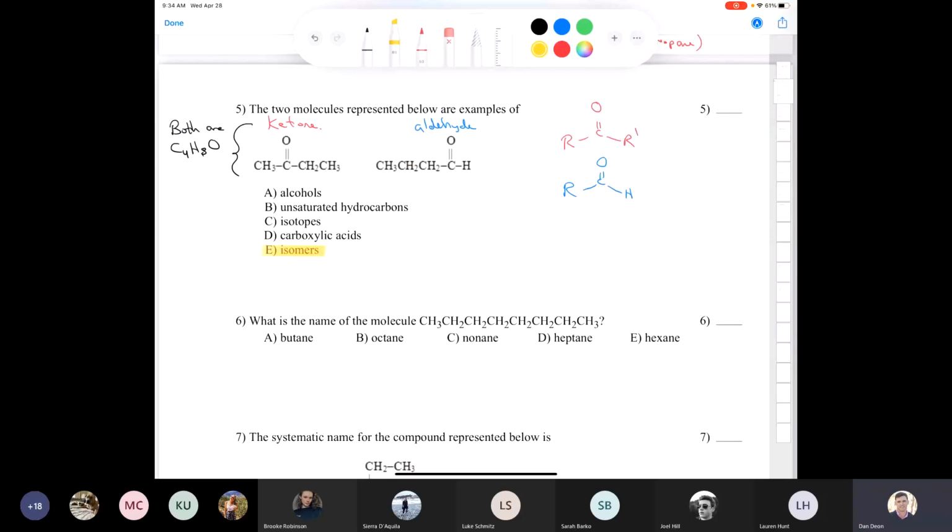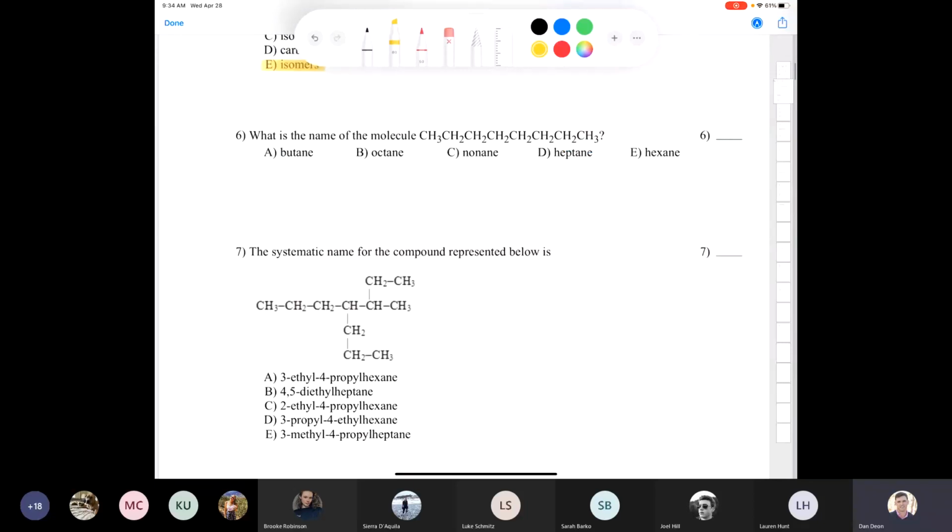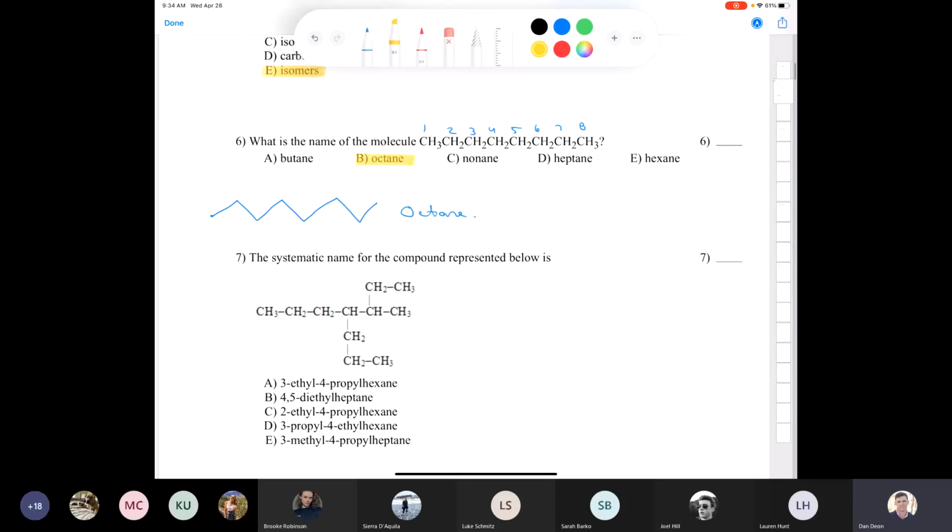So we have a linear hydrocarbon chain, and we can count the number of carbons in there. Let's see, we have 1, 2, 3, 4, 5, 6, 7, 8 carbons, right? If we wanted to draw a bond line structure, we would draw 1, 2, 3, 4, 5, 6, 7, 8. The name of that molecule is octane. And so the answer is B. You need to know that when you go from 1 to 10 carbons, it follows the order methane, ethane, propane, butane, pentane, hexane, heptane, octane, nonane, and decane. Okay, so not only do you have to know what octane is, but you also have to know what all of these other things mean.